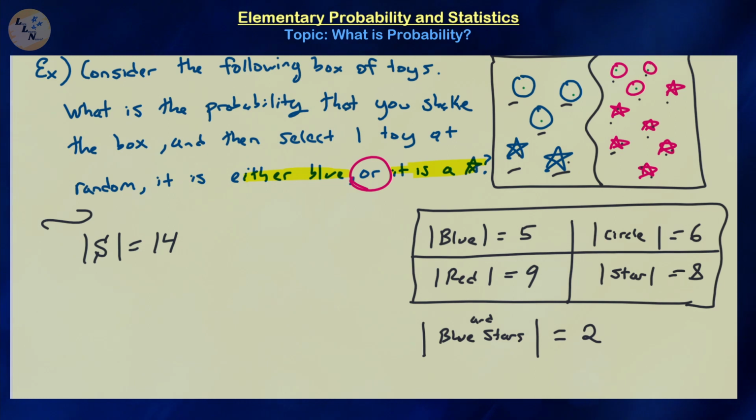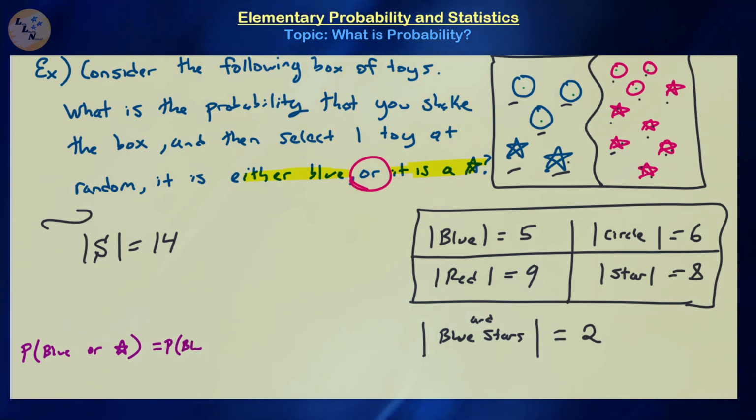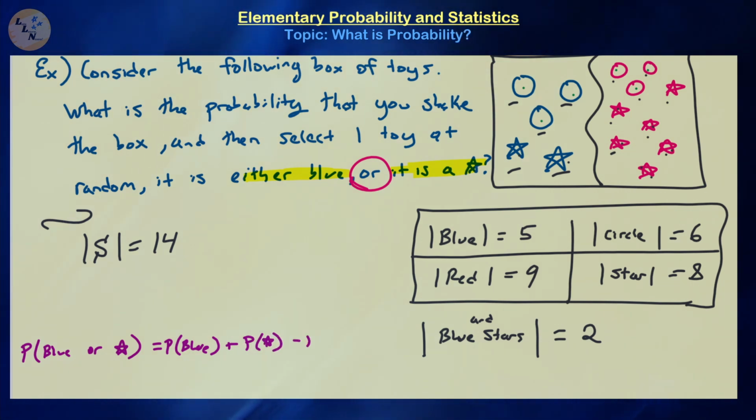So let us write that down. What is the probability that we have a blue or a star? Using the sum rule, that's going to be the probability of blue plus the probability of star minus the probability of blue and star.